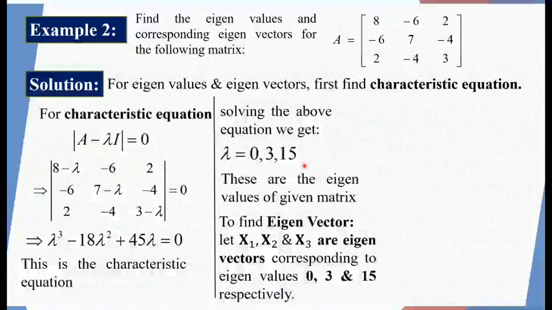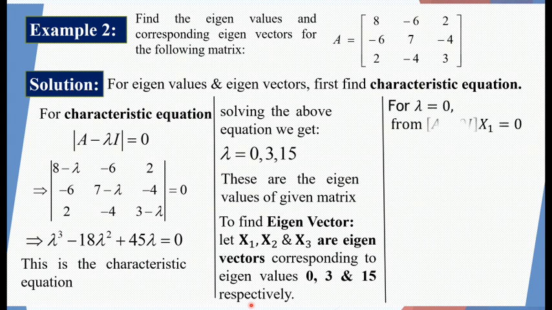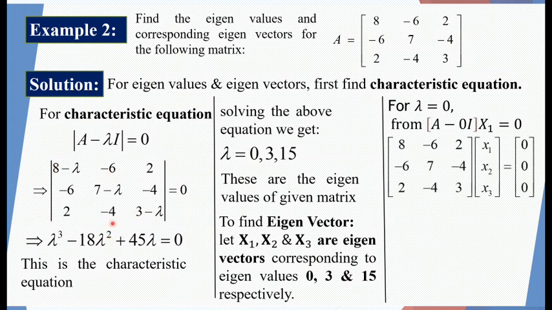To find the eigenvectors, we let capital X1, X2, X3 be the eigenvectors corresponding to eigenvalues 0, 3 and 15 respectively. For the first eigenvector at lambda equals 0, from A minus 0 I, capital X1 is equal to 0. So putting lambda equals 0 here and converting this determinant into the matrix, we directly get 8 minus 6 2, minus 6 7 minus 4, 2 minus 4 3, times x1 x2 x3, equals 0 0 0.